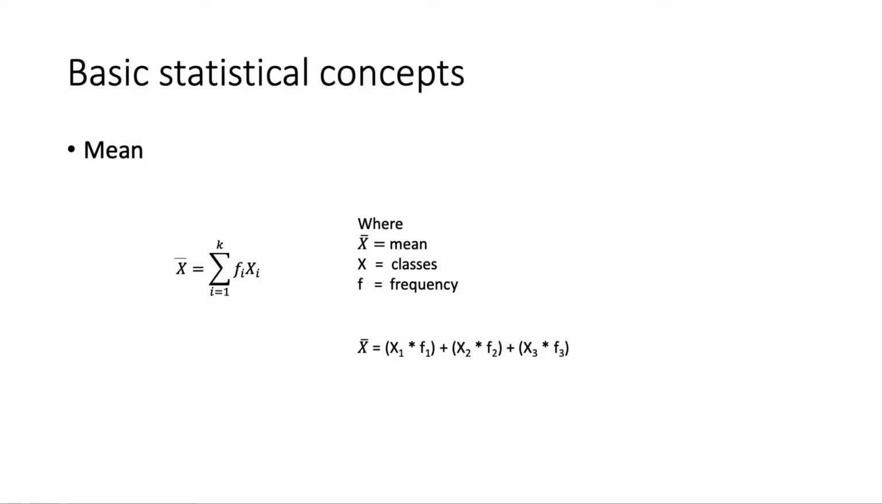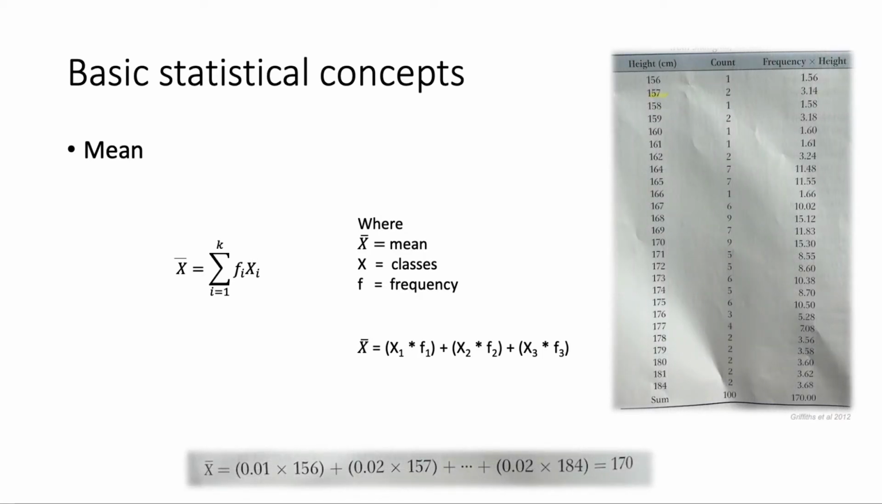Another way to estimate the mean is to take into account the frequency. Here in the formula, the x with the line on top represents the mean of the population. The f represents the frequency of the phenotypes that we are checking in the data, and the X represents the different classes or data points that I have in the population.